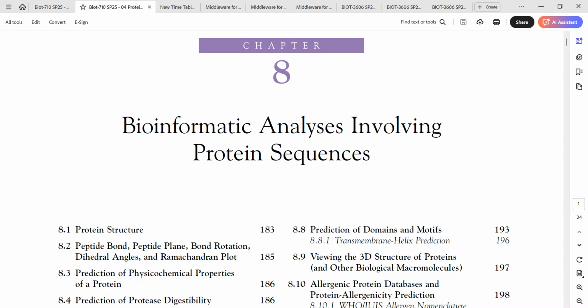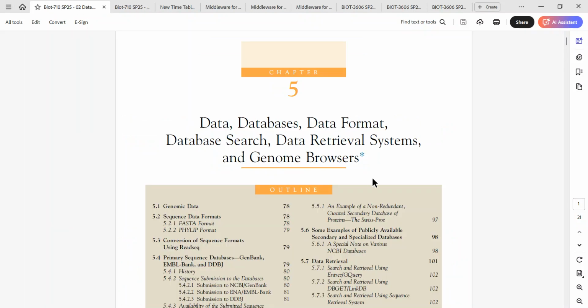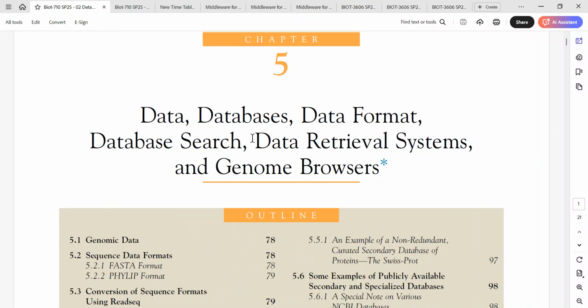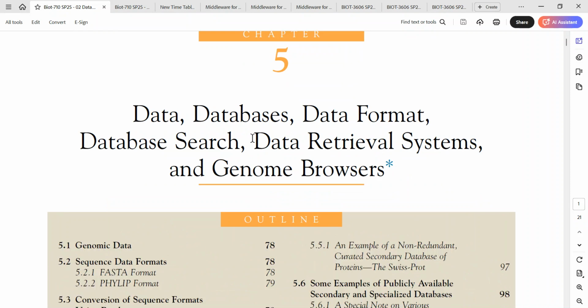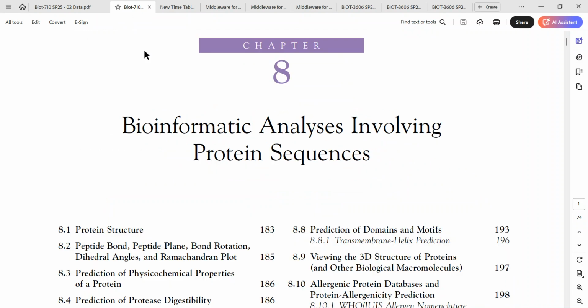In the last session we discussed the section which involved course contents for databases, data format, database searching, and all related to that. The second section of our course comprises bioinformatic analysis involving protein sequences.